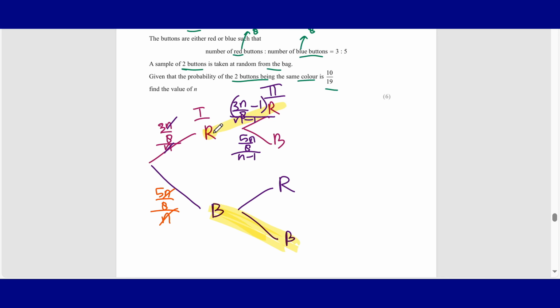Now if the first is taken red, then for the second withdrawal, because it's without putting it back, the total number of buttons decreased by 1, so n-1, and the number of red decreased by 1, 3n/8 minus 1. For the blue, if the first withdrawal is red, then the blue is not affected, so 5n/8 over the total number, which is affected, n-1. Now if the first is taken blue and is not returned, the same applies here. The total number of buttons will be decreased by 1.